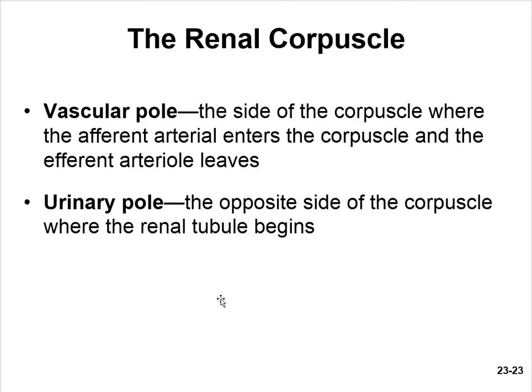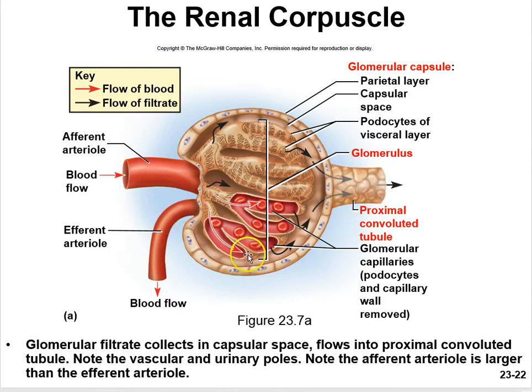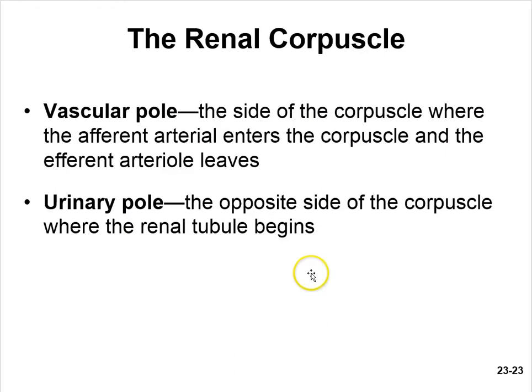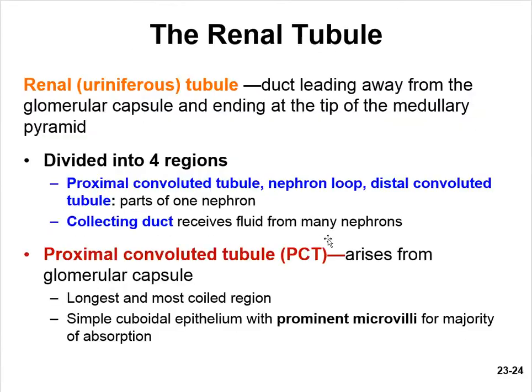The vascular pole is the side of the corpuscle where the afferent arteriole enters and the efferent leaves it. So the pole is here. And the urinary pole is on the opposite side of the corpuscle where the renal tubule begins over here. The renal tubule is the duct leading away from the glomerular capsule and then ends at the tip of the medullary pyramid. It's divided into 4 regions.